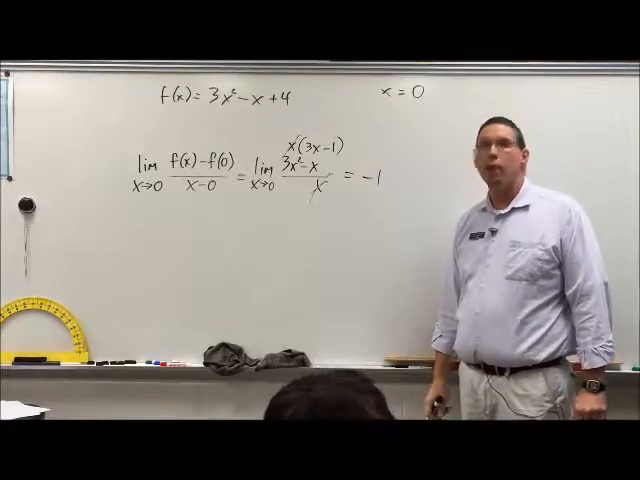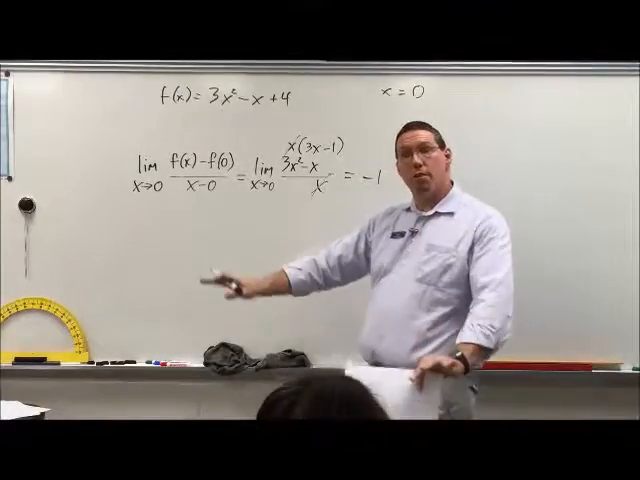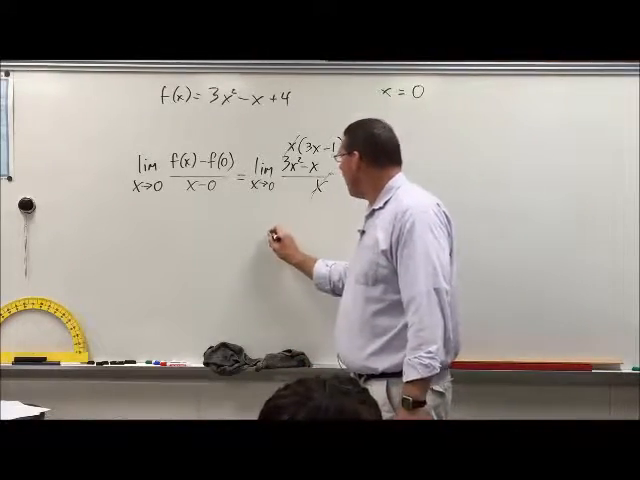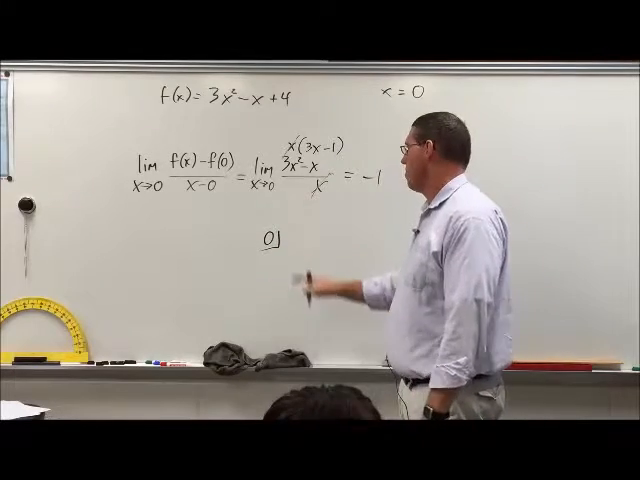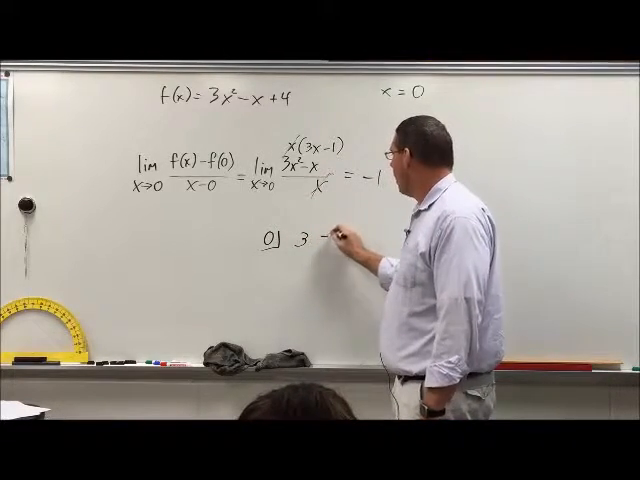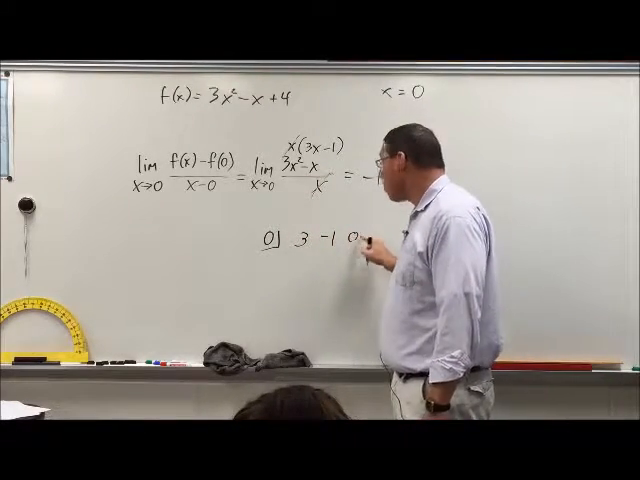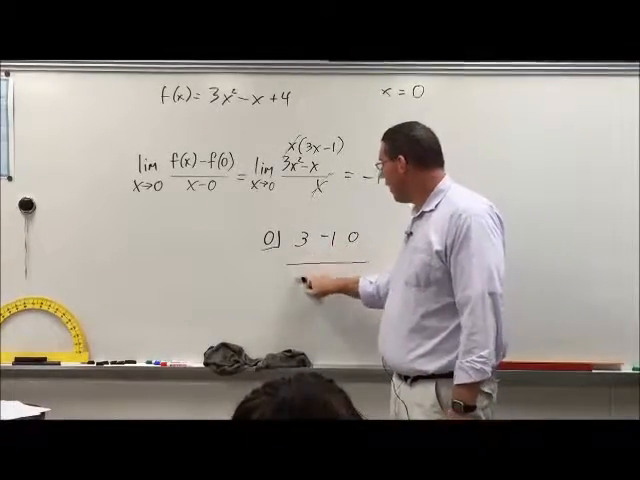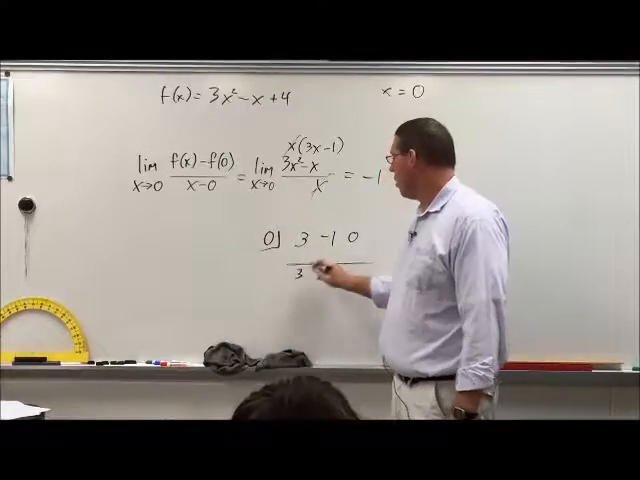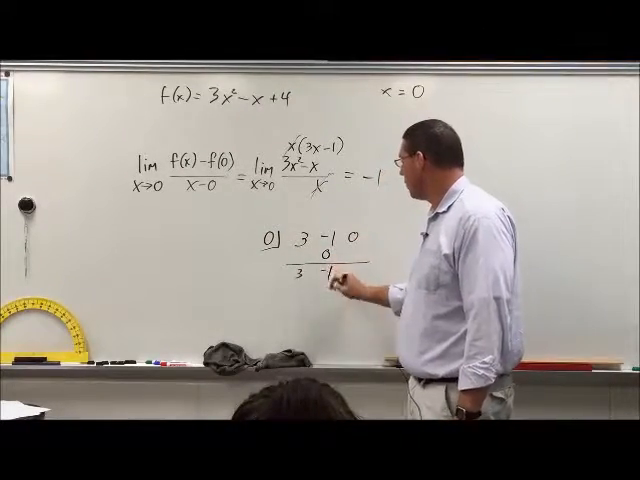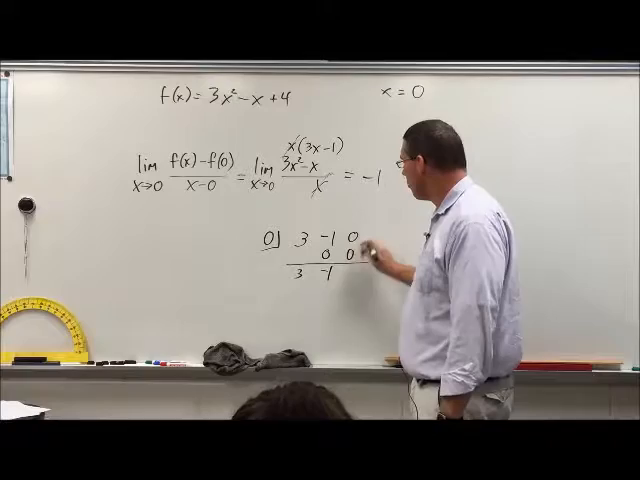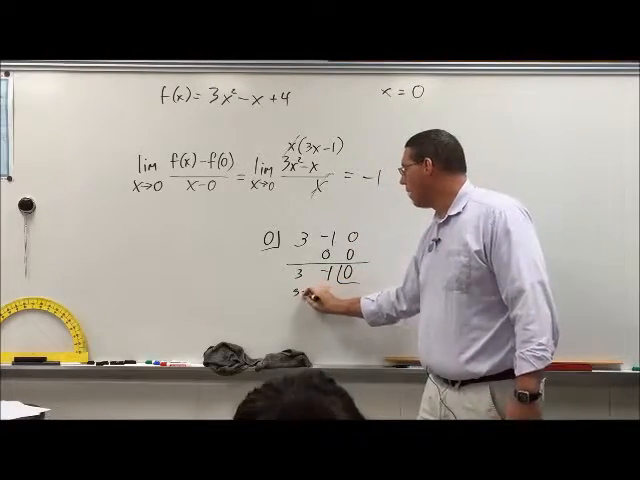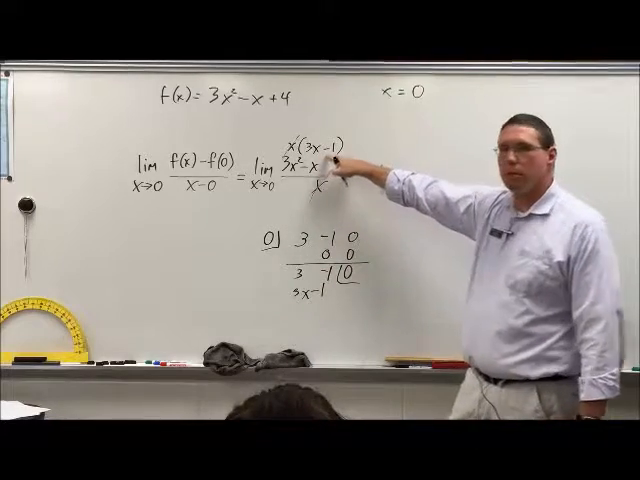Now, if you use synthetic division, watch me do it here. If I put a 0 in the half box, and then put a 3, a -1, and a 0, because I have to represent everything, right? Now I'm going to carry down the 3, times 0 is 0, minus 1 is -1, times 0 is 0, and 0 plus 0 is 0. There we go. And look, 3x minus 1, which is right here.